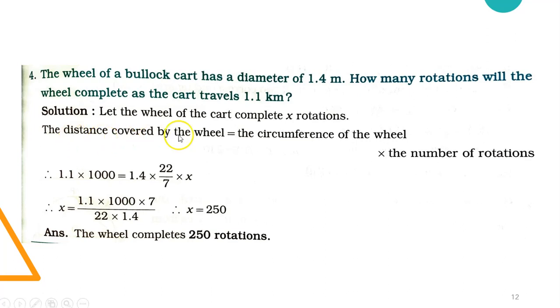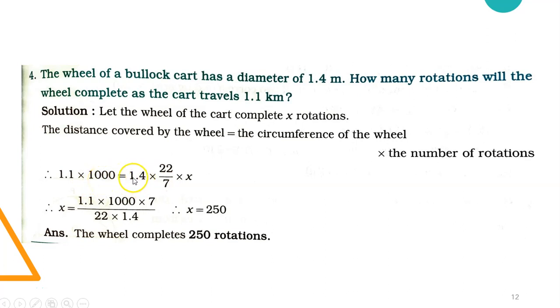So, this distance covered is given to me. How much is that? 1.1 kilometers. So, I'm going to write this 1.1 and since it is kilometers, I'm converting it to meters. So, multiply by 1000, which is equal to circumference of the wheel. Why have I converted it to meters? Because my diameter is given in meters. I want both units to be the same. Hence, I have converted the distance in meters.